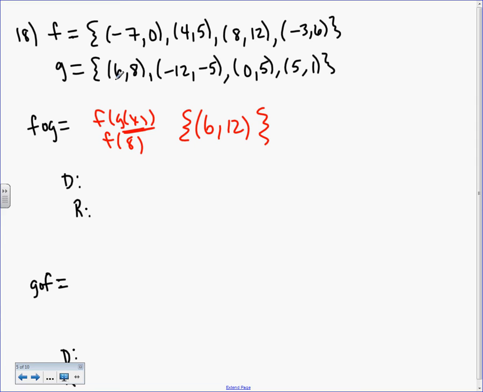Okay? So we did the 6, so now I'm going to do negative 12. What does negative 12 give me? Negative 5. So I'm checking for negative 5s in the x values of the other guy, the f guy, right? No. Okay, so I don't have to worry about it. 0 gives me 5. Any 5s in the x position? No. 5 gives me 1. Any 1s? Nope. So that was it.